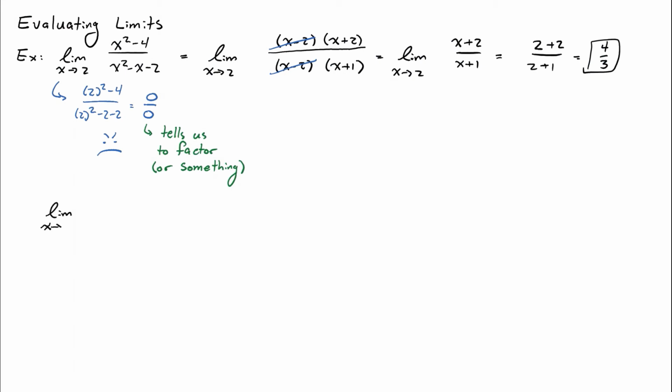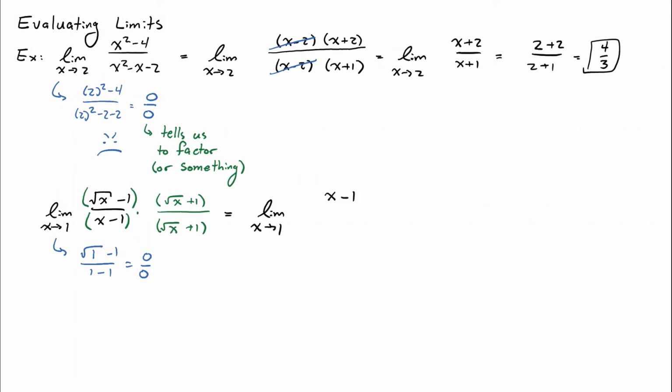Let's do another example. The limit as x goes to 1 of the square root of x minus 1 over x minus 1. Plug in 1 and get 0 over 0. I don't really want to factor this, but there is a square root on top. I'll multiply the top and bottom by the conjugate of the top. Remember, a conjugate is just changing the sign of one of the terms.